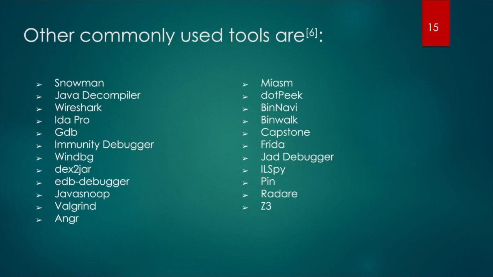Some of the other commonly used tools are Snowman. It is a tool to decompile native code to C or C++. Java Decompiler. It is used to decompile and analyze Java bytecode.